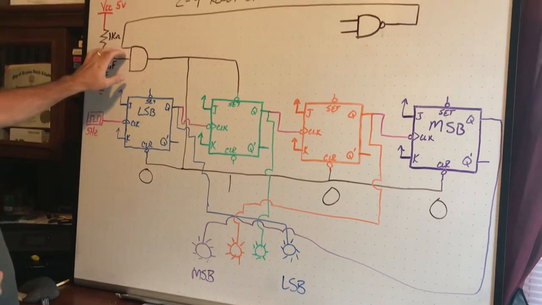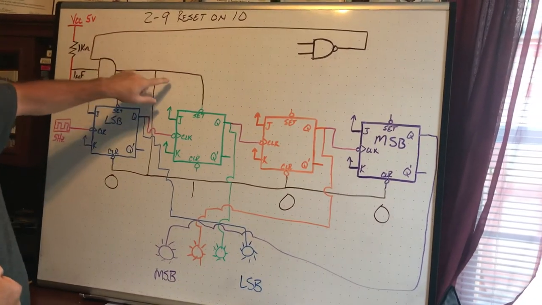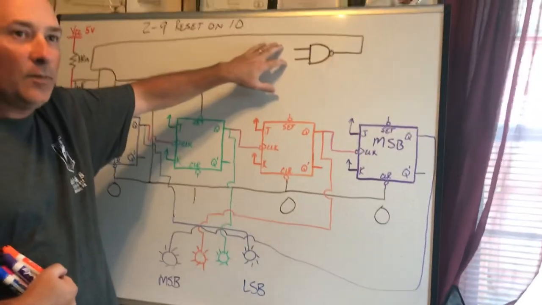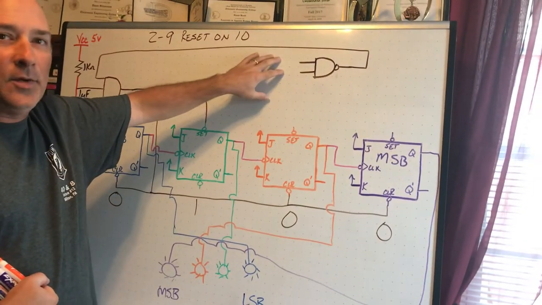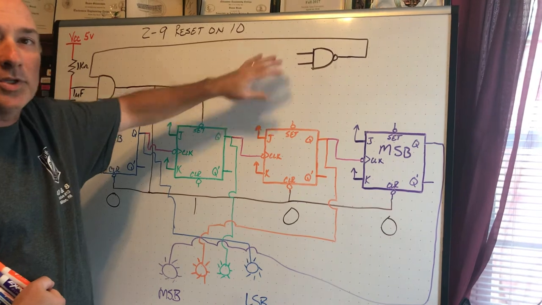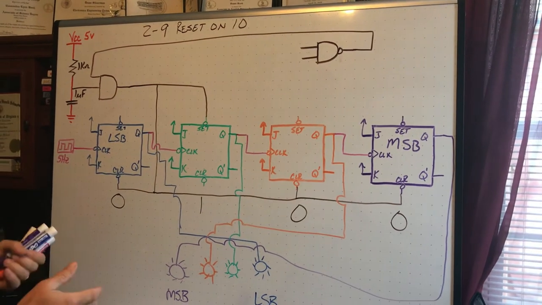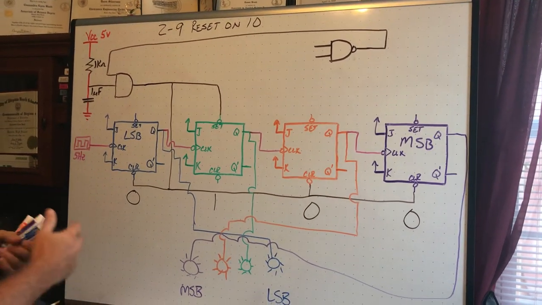So I need to get a 0 here. That'll give me the 0 out. So how am I going to get a 0 here? Well, the only way I get a 0 out on a NAND gate is if both my inputs are 1. So I have to figure out, when are both my inputs going to be 1?